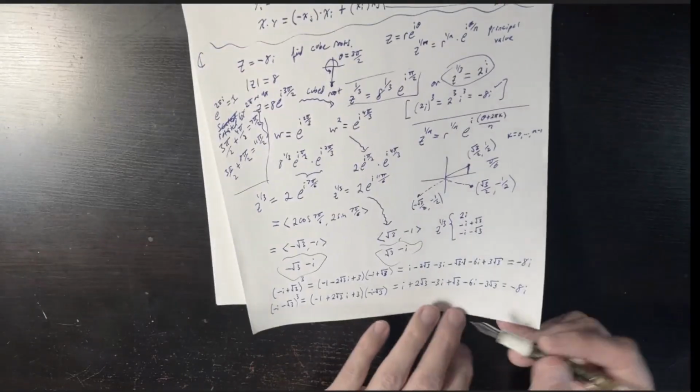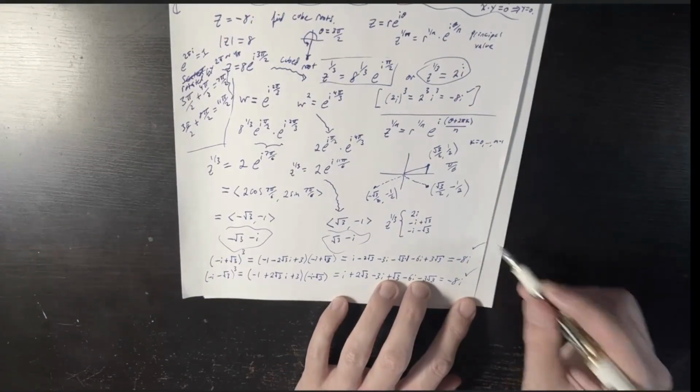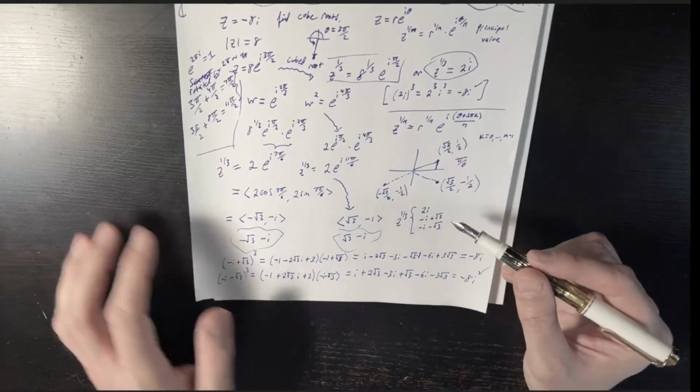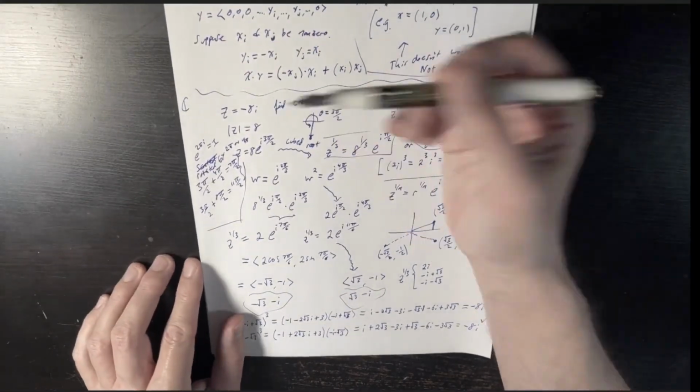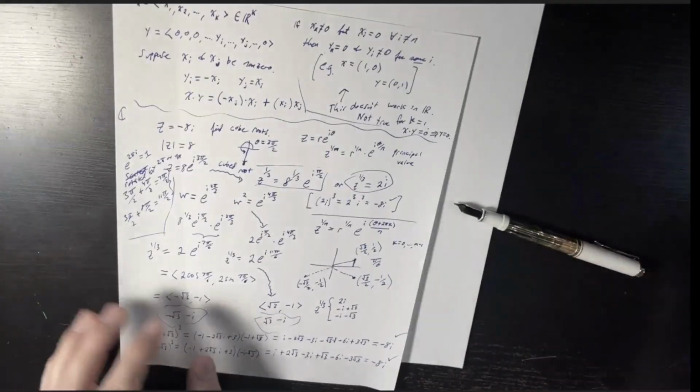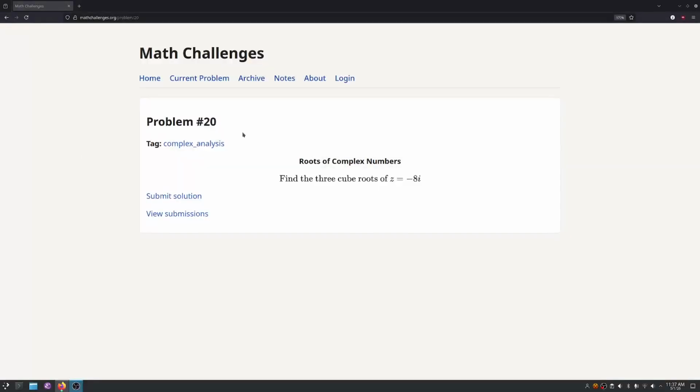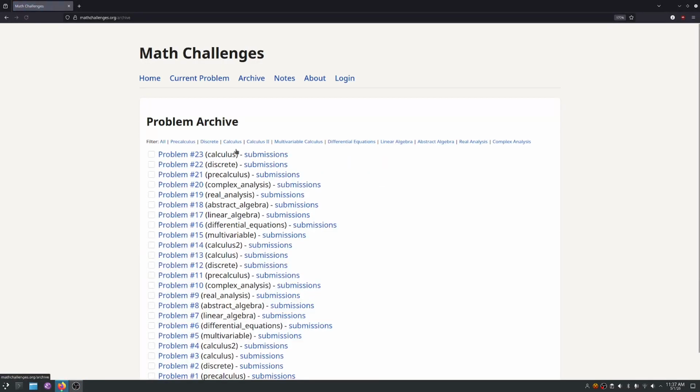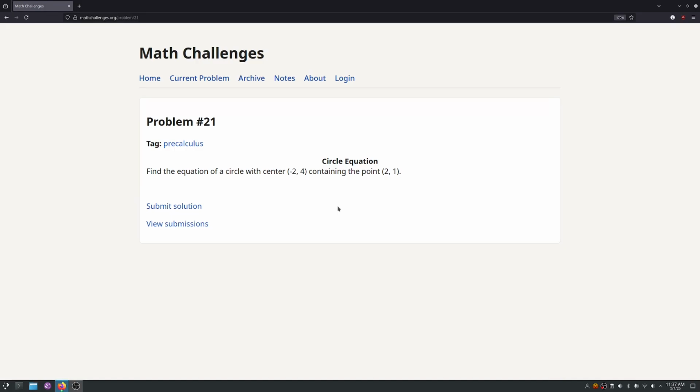So finally we have verified that each of these is a cube root of negative 8i. And that was the toughest one for the day. Let's go back to our little problem set. We got a precalc problem, discrete, and a calc. So yeah, precalc. It says, find the equation of a circle with center negative 2, 4, but it also contains the point 2, 1.